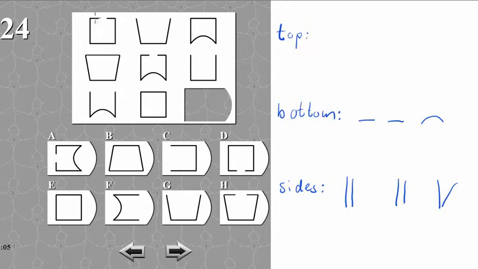In the top, we have this gap, we have nothing, and we have a flat one. So we have the flat one on top, we have nothing, and we have the gap one.